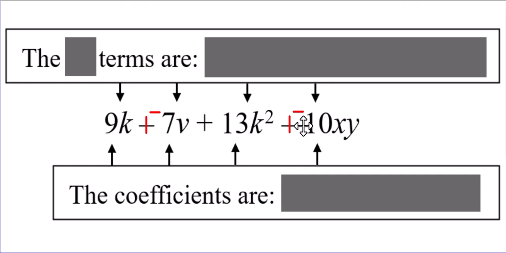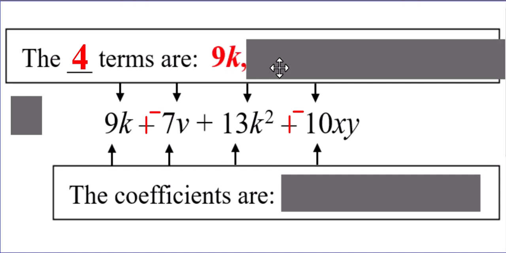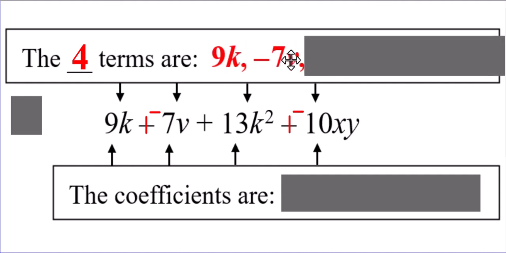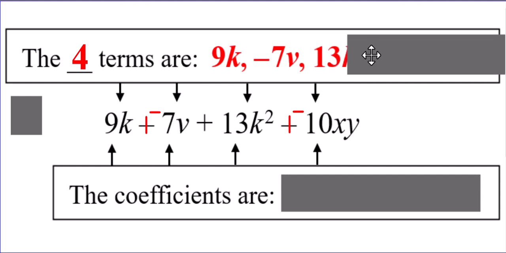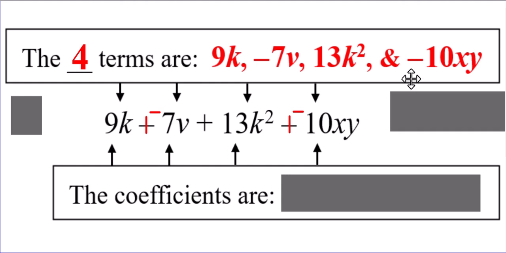All right, did you already do it? We have 1, 2, 3, 4 terms. And what are they? They're the 9k, negative 7v, don't lose the negative sign, 13k to the second power, and finally negative, make sure you have the negative sign here, negative 10xy.